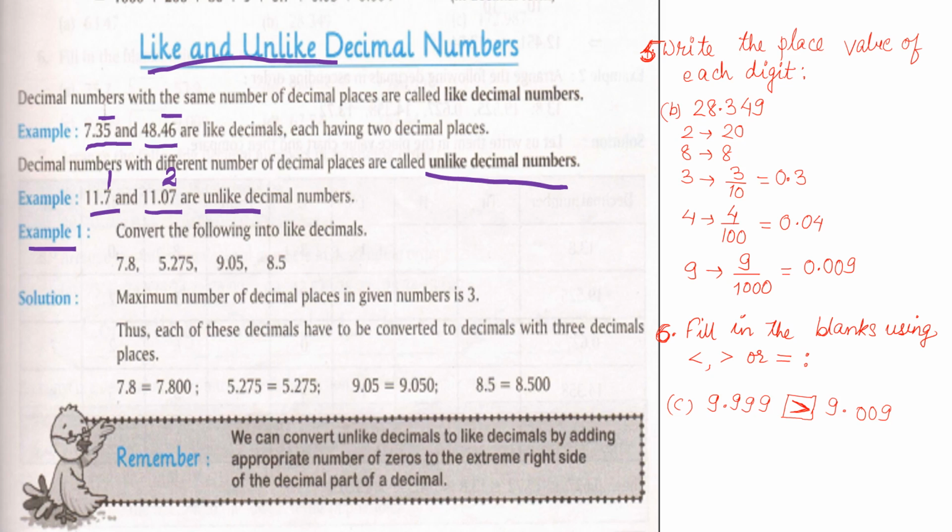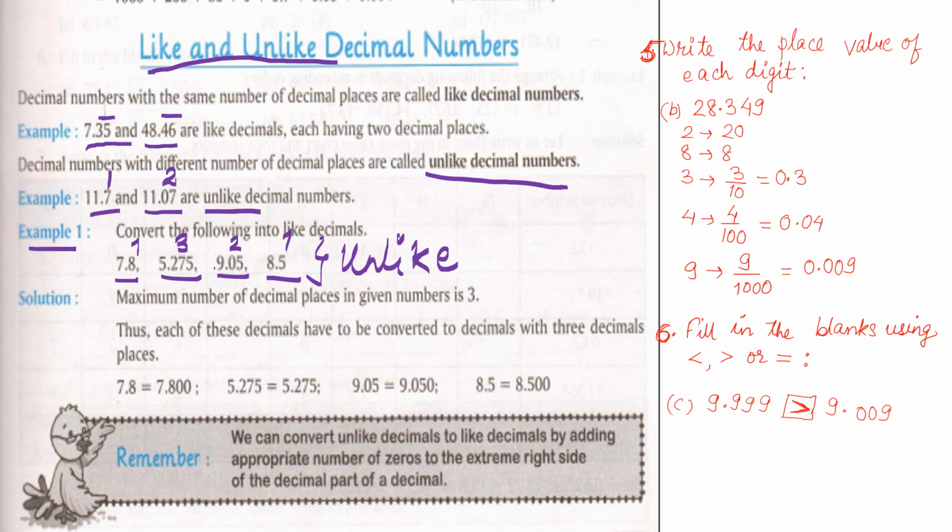And they are unlike. Why they are unlike? Because if you see all of them have different digits after decimal. Here it is 7.8 means one digit after decimal. Here it is 5.275 means three digits after decimal. Here it is 9.05 means how many digits? Yes, two digits after decimal and here one digit after decimal. So they are all unlike. And now your work is to make them like. How you will make them like?